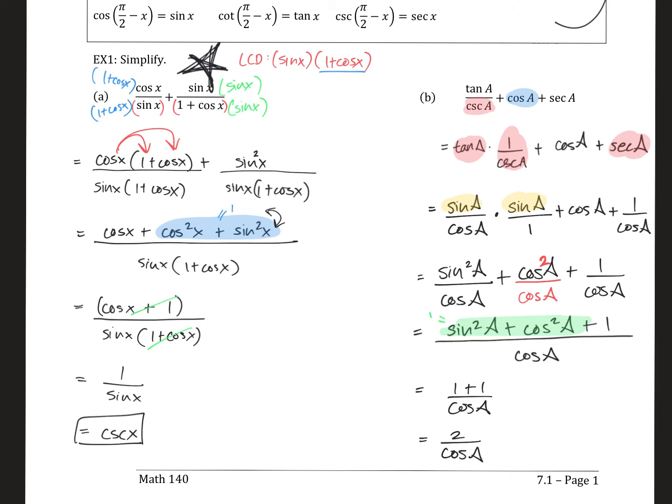But once again, we cannot leave it as the reciprocal. We cannot leave it in the fraction form. It needs to be simplest form. So we'll go ahead and swap this to the reciprocal of cosine, which will be 2 secant of A. And there we go. So don't leave your answer as a fraction if you're simplifying the trigs. Make sure to turn it into just a nice simple trig form.